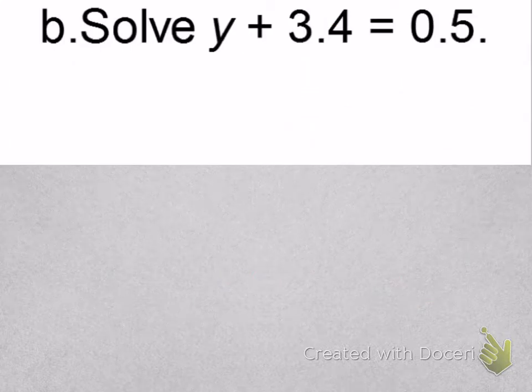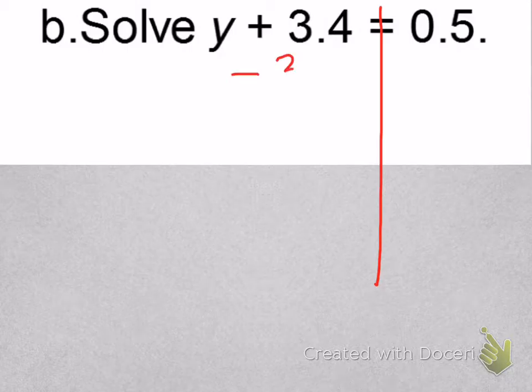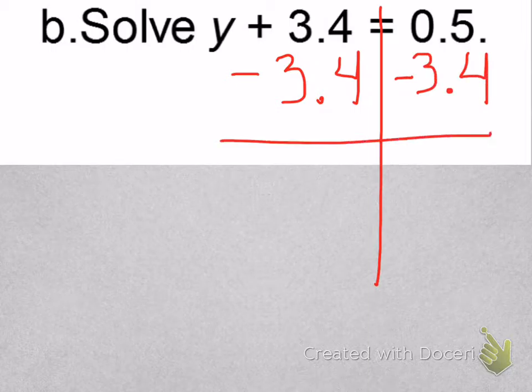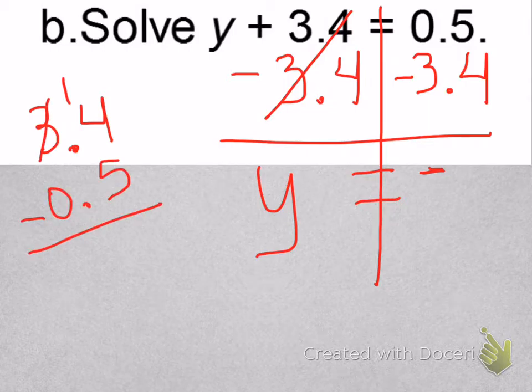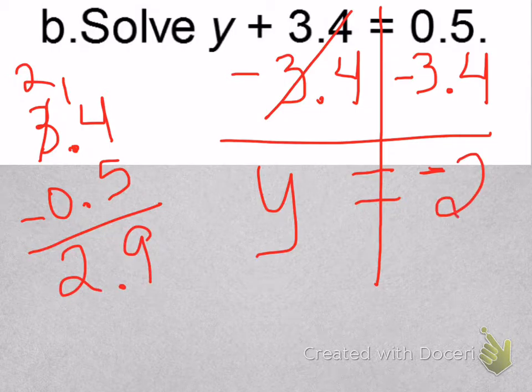Let's try another one. Split the equation at the equal sign. We are going to subtract 3.4 from both sides. So on the left side, we're left with just y equals. Now the other side, we have 0.5 minus 3.4. I know that my answer is going to be negative because there's more negatives. So I'm just going to write it over here, 3.4, and I know I'm going to subtract 0.5 from that. So I'm left with negative 2.9.